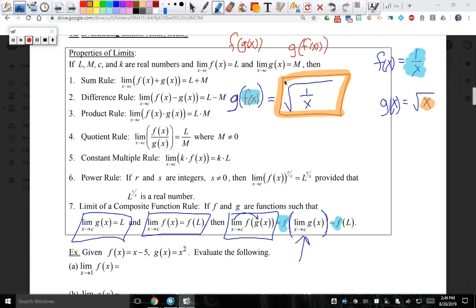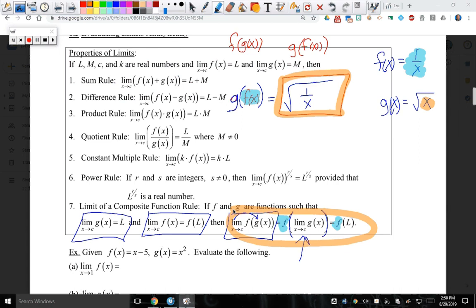What this is saying is that you can bring that limit inside only if the outermost function is continuous. What does continuous mean? It just goes on forever. Okay, so it goes on forever? No discontinuity. There's no discontinuity, so there's no breaks.